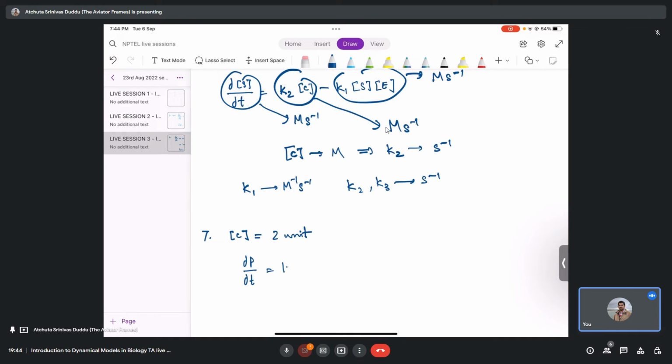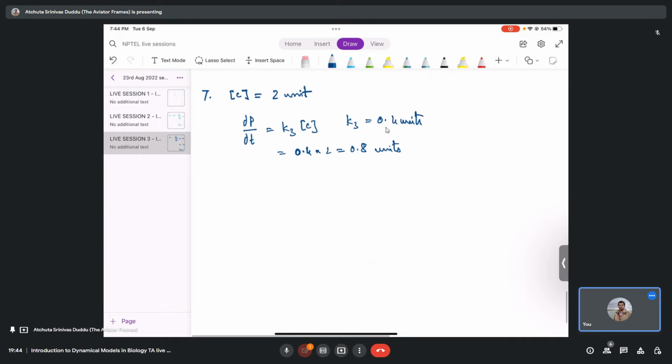dP/dt equal to k3 into C, since it is the forward rate, and we have k3 as 0.4 units. Which implies dP/dt equal to 0.4 into 2, that would be 0.8 units. Here they're just writing units to avoid doing any dimensional analysis. It's assumed that they are dimensionally perfect, and that's how we are trying to solve them. Okay. Next, the eighth one is heavily dependent on the particular lecture.